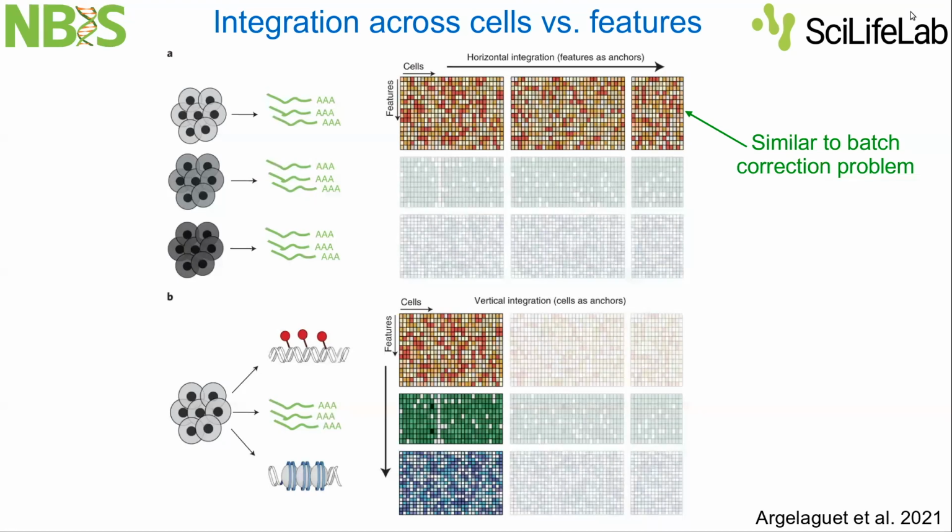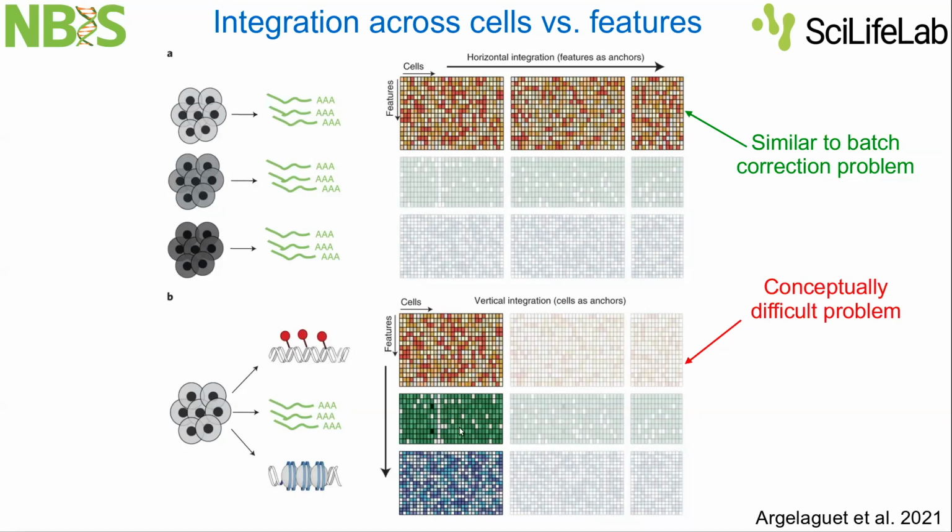This is very different from vertical integration, where the cells are the anchors. Here the features, the biological variables, can be completely different. It can be CpG sites, genes, and ATAC-seq peaks, chromatin accessibility information. But all these three types of information are measured in the same biological cells. So the cells should be the same, just the biological variables measured in them can be different.